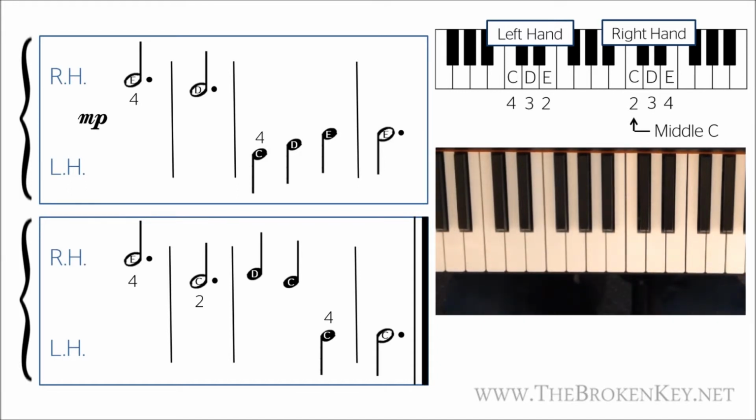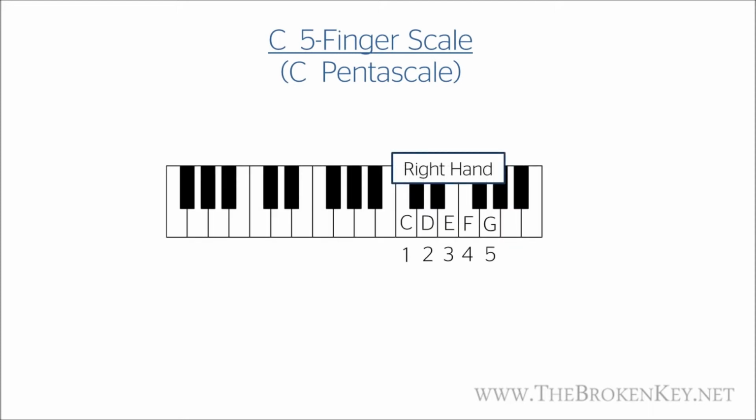So far we've only used 3 fingers on each hand. Now we're going to upgrade to using all 5 fingers. We're going to use what's called the C 5-finger scale, also called the C pentascale. And it looks like this with your right hand.